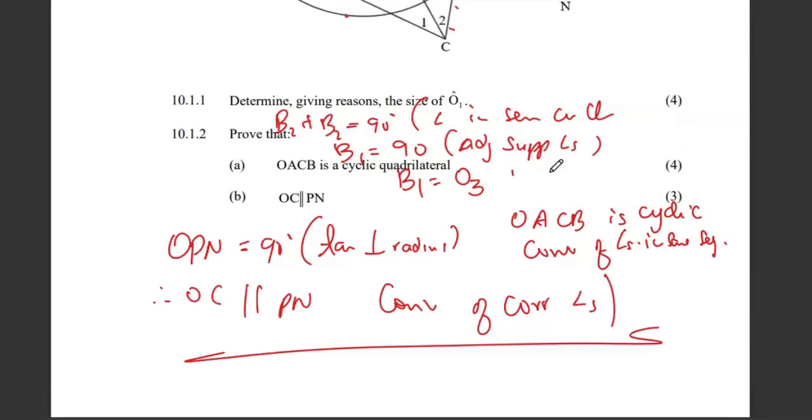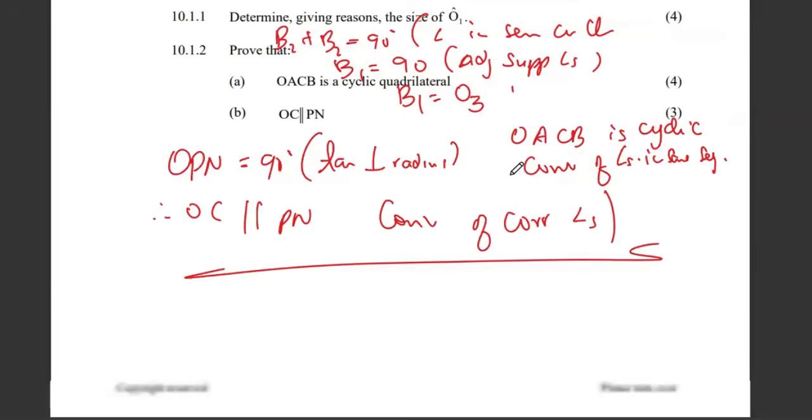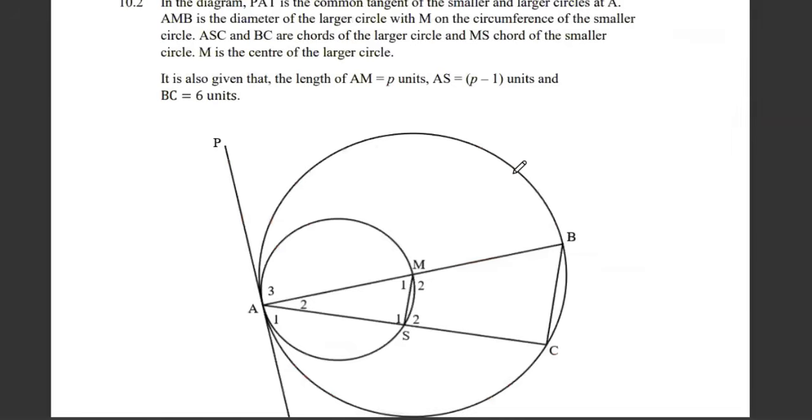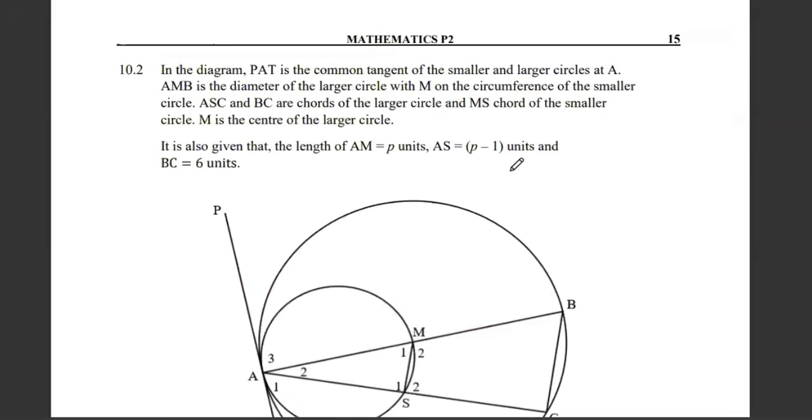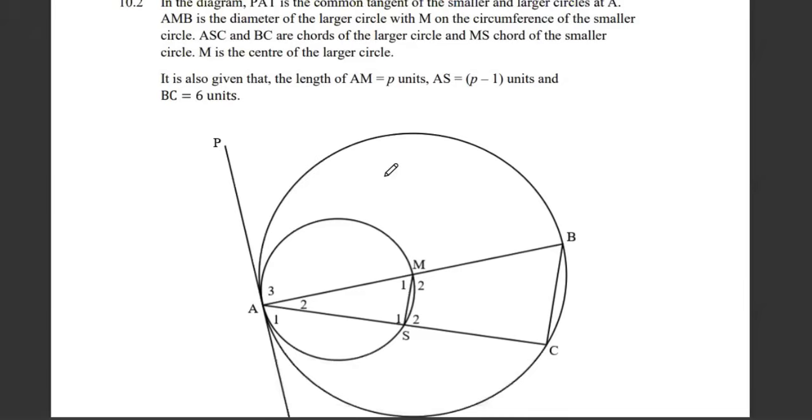Okay, so that is question number 10.1. 10.2, the diagram PET is a common tangent to the smaller as well as the larger circle. Okay, we have the smaller diameter, the bigger diameter, and so on and so forth. It's also given that AM is P units, okay, which means the diameter here is a P. And then AS is just P minus 1. And BC is a 6.